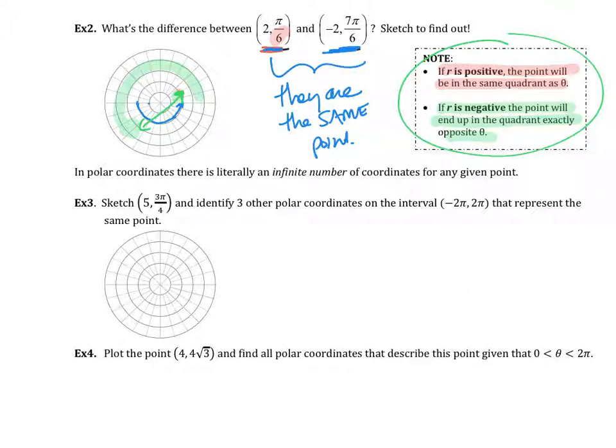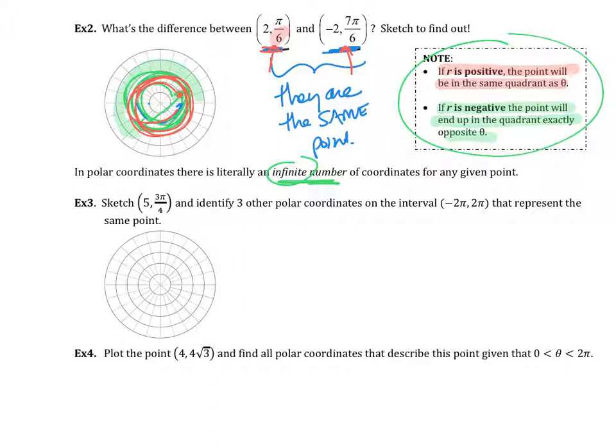So it says in polar coordinates there are literally an infinite number of coordinates for any given point. Why is it infinite? So think about that. Well, that's because you can rotate around this circle an infinite number of times in a positive direction or in a negative direction to land on that same point. So I could just add 2 pi onto this or subtract 2 pi over and over again to get the same answers.